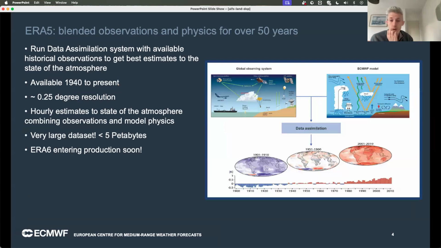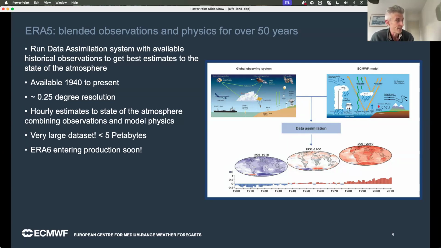We're not only doing weather forecasts at ECMWF, we're involved in a lot of other activities. We're doing climate monitoring, atmospheric monitoring, seasonal prediction, hydrology, lots of things. But one of the big tasks we do is produce and run backwards in time the data assimilation system to produce what we call a reanalysis. So that's the state of the atmosphere for the previous 50 years or something. And our data set for that is ERA5. It's available 1940 to present. It's a quarter degree. It gives us hourly estimates of the state of the atmosphere, and it's very big, 5 petabytes.